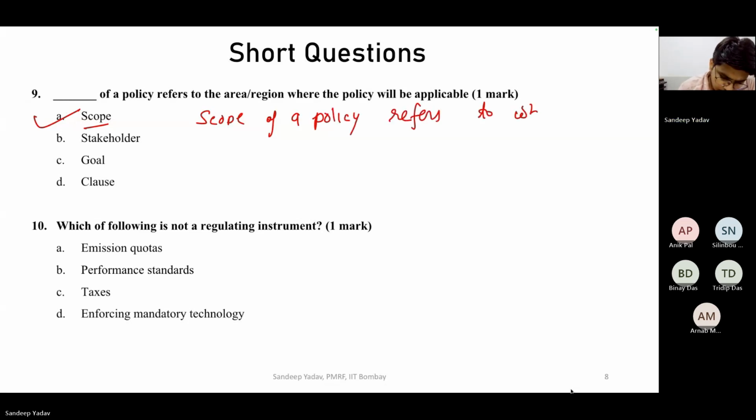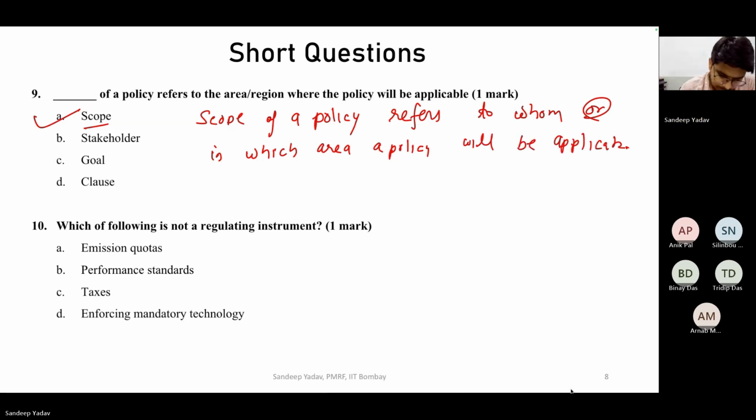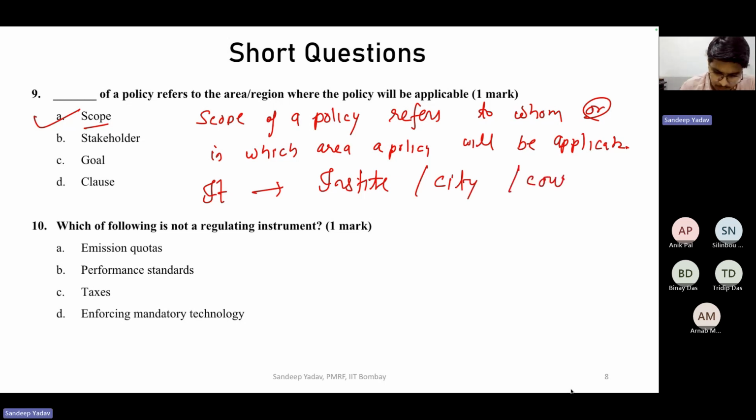whom or in which area a policy will be applicable. It can be an institute, a city, a country, a village, or a global level. So that's why scope of a policy refers to the area or region where the policy will be applicable. I hope it is clear. Now moving to question number 10.